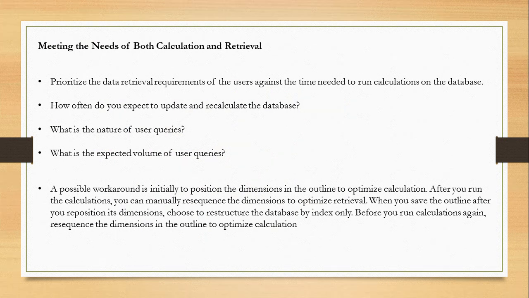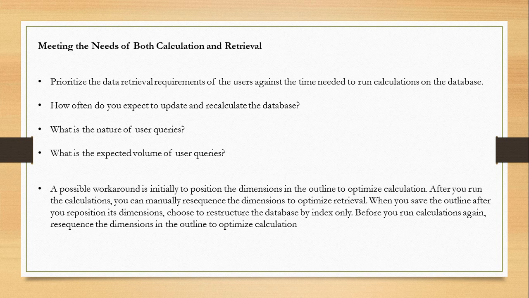In this, we need to prioritize the data retrieval requirements of the user against the time needed to run calculations on the databases. So what is more important? We will prioritize whether the user gives more importance to the retrieval speed or to the calculation speed. We will prioritize that, and based on that we will conclude.